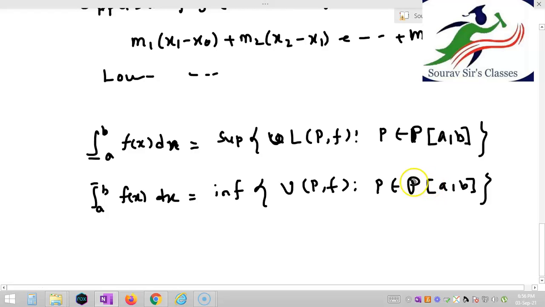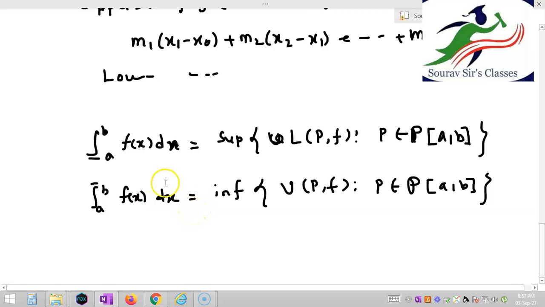Observe that when you change the partition, you get different U(P, f) values, each of which is a real number. For a fixed partition P, U(P, f) is a real number. Now this set is a set of real numbers which is bounded below, and for this set we consider the infimum. And this set is a set of real numbers which is bounded above. We consider the supremum of this set as the lower integral of f(x) dx, and this as the upper integral of f(x) dx.